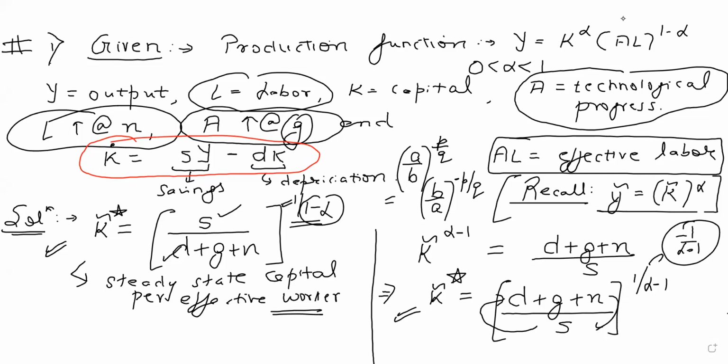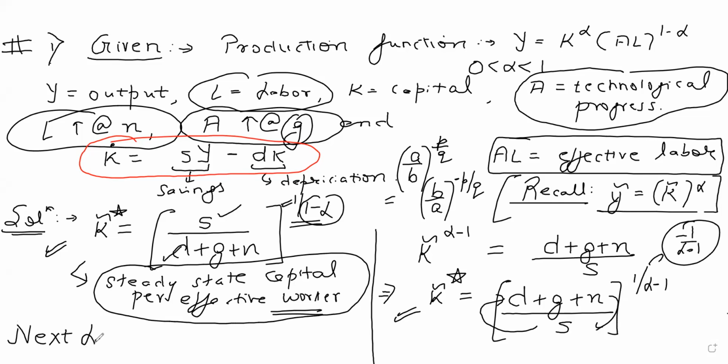Okay, so we stop in this particular lecture. The question is not over yet. In the next lecture, we are going to look at how to find y tilde star. Basically, in this lecture, for problem number 1, we have found out the steady state capital per effective worker. In the next practice lecture, I'm going to work out the value of y tilde star.